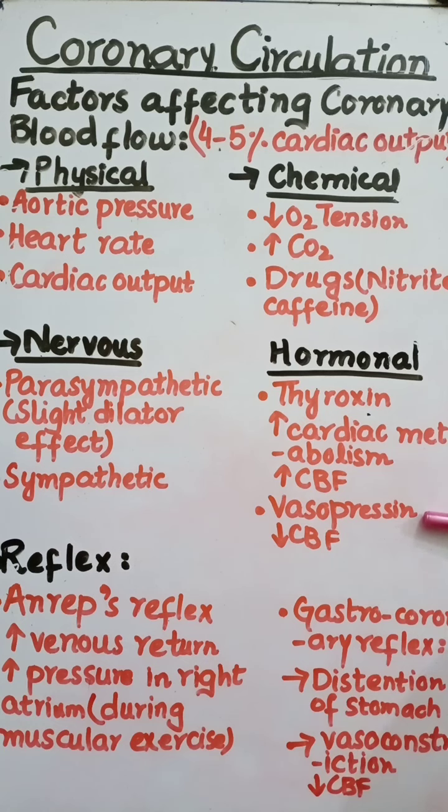The second factor is vasopressin. Vasopressin causes vasoconstriction, and whenever there is vasoconstriction of coronary vessels, this will cause a decrease in coronary blood flow. Fifth factor is reflex. There are 2 reflexes which explain coronary circulation. Number 1 reflex is Anrep's reflex. This reflex states that whenever there is an increase in venous return, this will put pressure in the right atrium. This is also observed in muscular exercise.